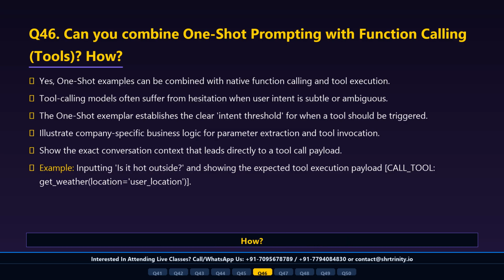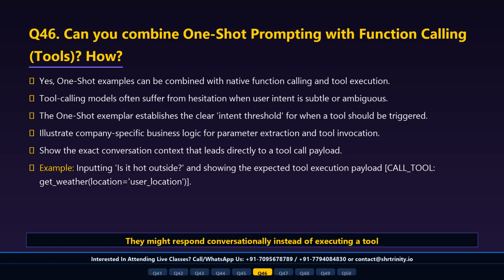How? Yes, you absolutely can, and often should, combine one-shot prompting with function calling. While modern foundation models are fine-tuned to recognize tool definitions, they frequently exhibit hesitation or confusion when faced with vague user queries or complex business rules. They might respond conversationally instead of executing a tool when they really should have invoked one. One-shot prompting bridges this gap by demonstrating the exact trigger threshold for tool invocation.